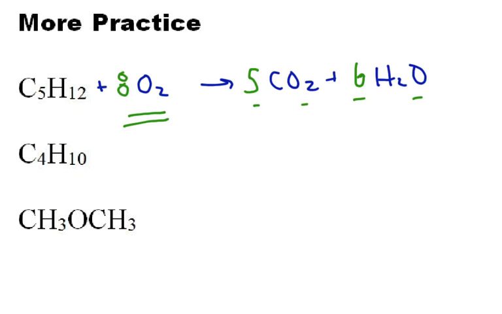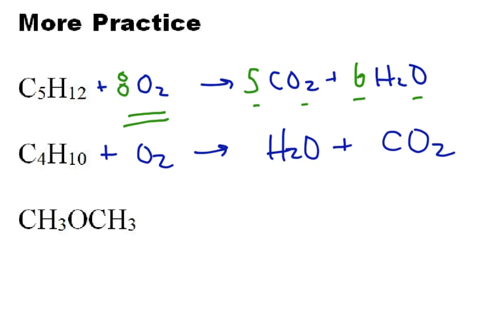Now, the next one here I have C4H10. So we'll just get started. I'm going to put in some O2. This time I'm going to write H2O first just to show that it doesn't really matter what the order is. And I have 4 carbons, so I'm going to have 4 CO2s. 10 hydrogens, so I'm going to have 5 H2Os, so that'll give me 10 hydrogens on both sides. Count up my oxygens. I have 5 times 1, that's 5. 4 times 2 is 8. So altogether over here, I have 5 plus 8, 13 oxygens.